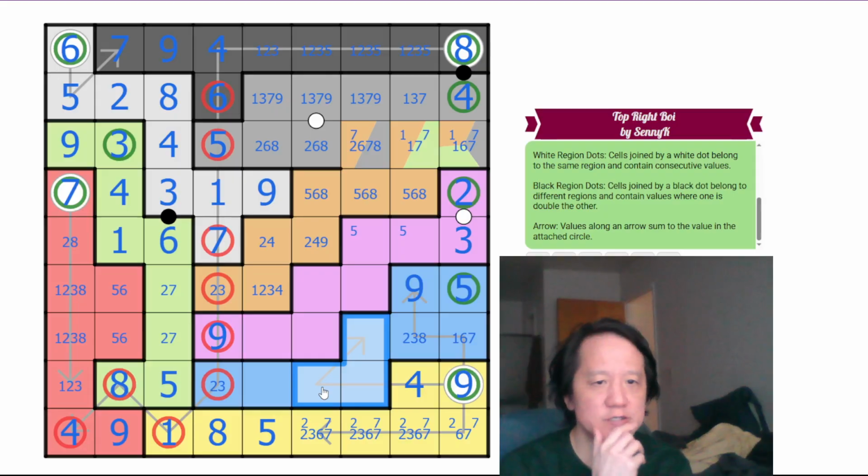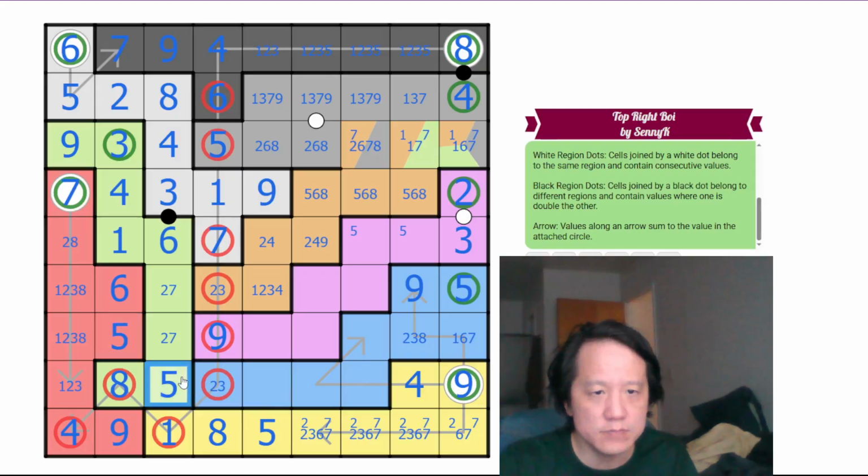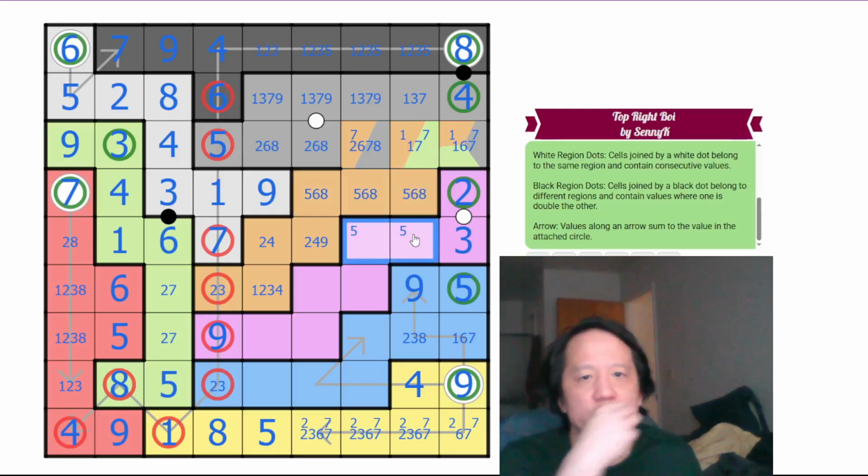Not sure what else we have restricted then. 5 eliminates 5 here, so this is 6 and 5. We have a 5. We have 5 in one of those 3, 5 in one of those 3, 5 in one of those 2. Okay.